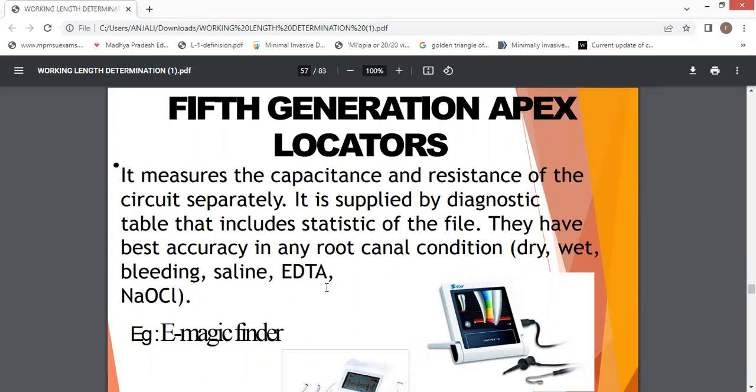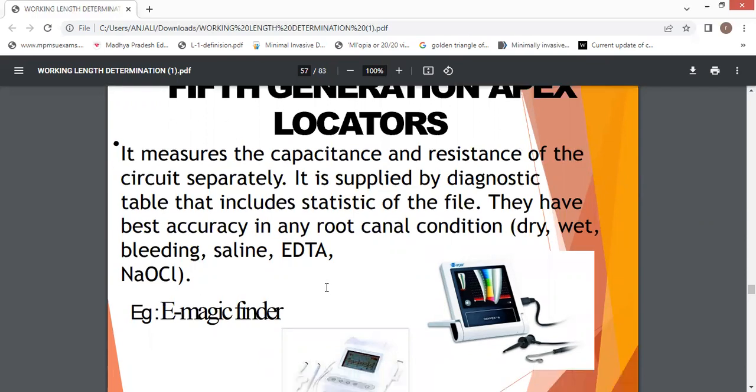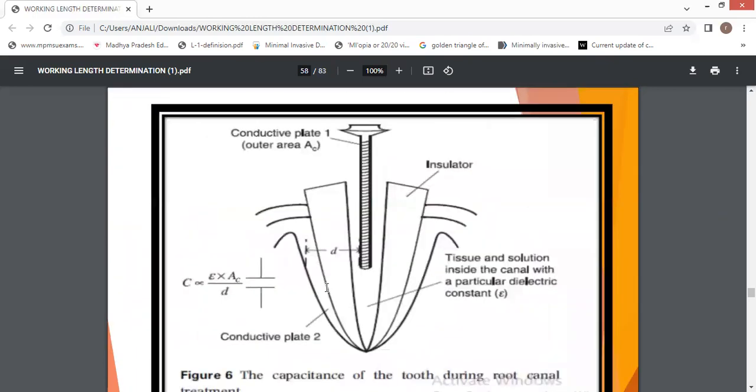Fifth generation apex locators measure the capacitance and resistance of the circuit separately. It is supplied by a diagnostic table that includes statistics of the file. They have the best accuracy in any root canal condition: dry, wet, in a bleeding canal, with saline, EDTA, or NaOCl. And the example is the iPex Finder.